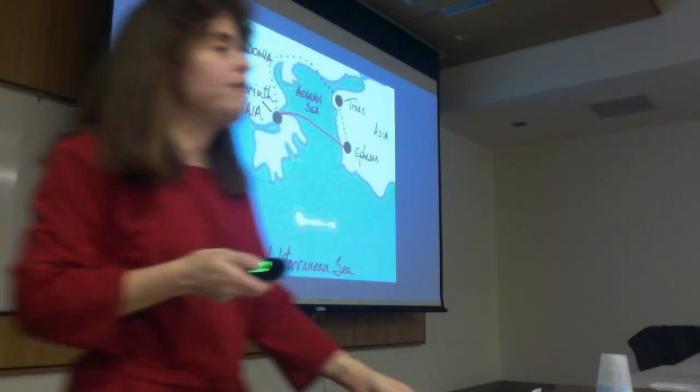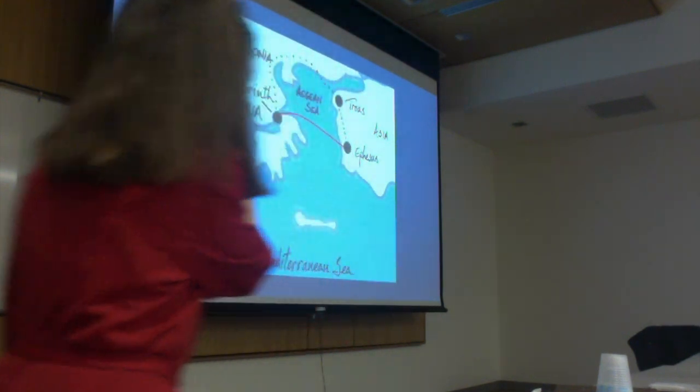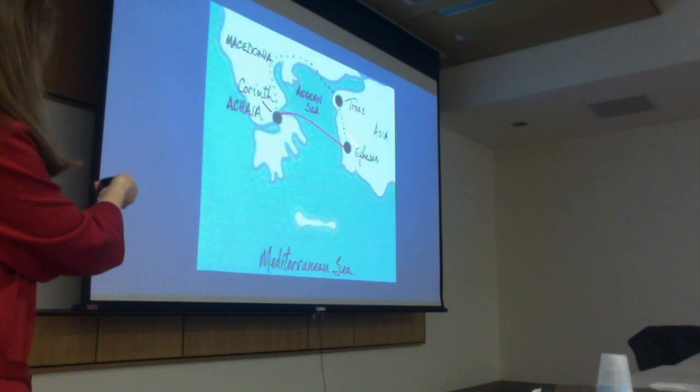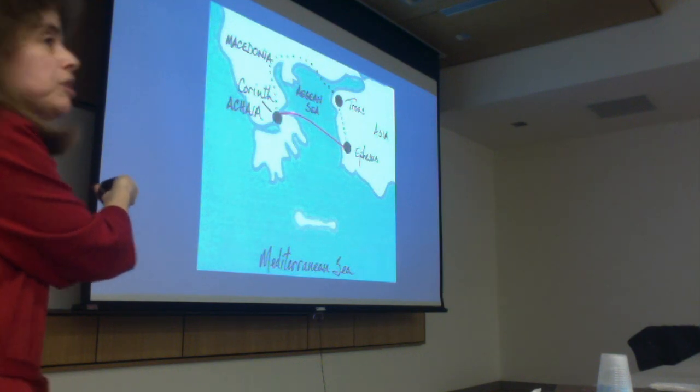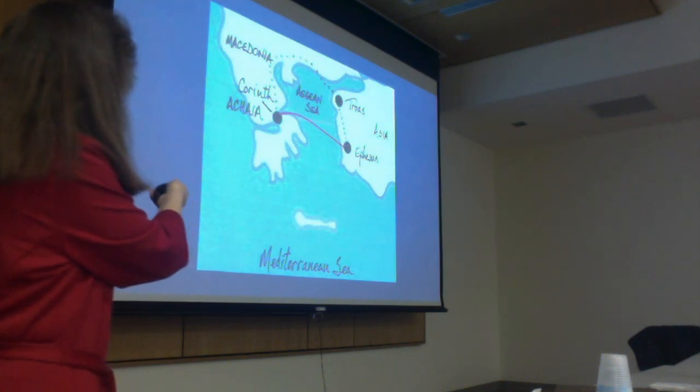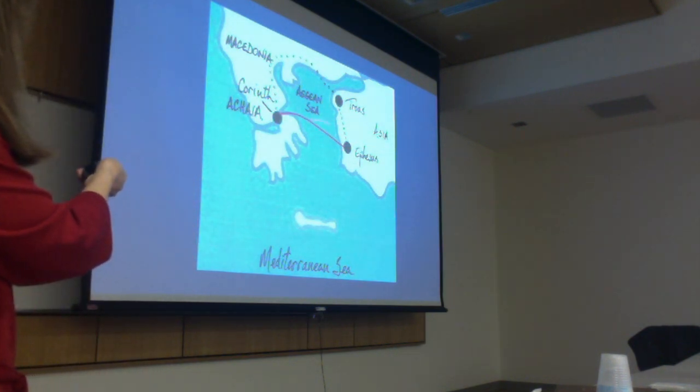All right, now think about this for a minute. Here we have a sea route. This was a major sea route. Boats went back and forth. Corinth was a huge seaport, and Ephesus was right there too, all right? Ships are going back and forth all the time.